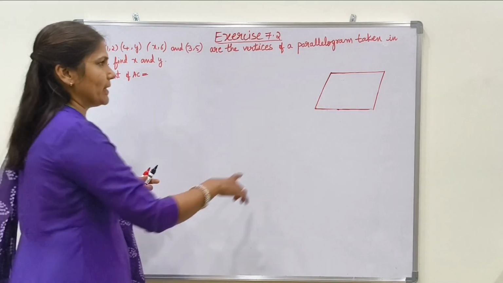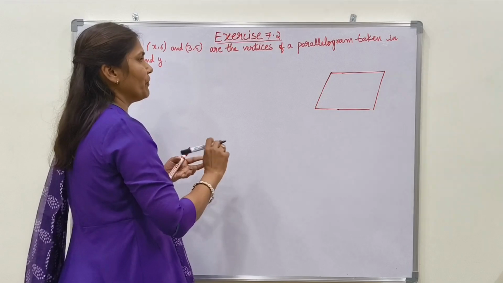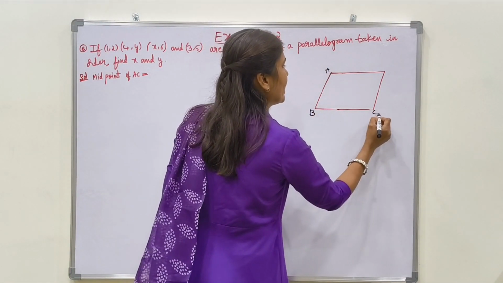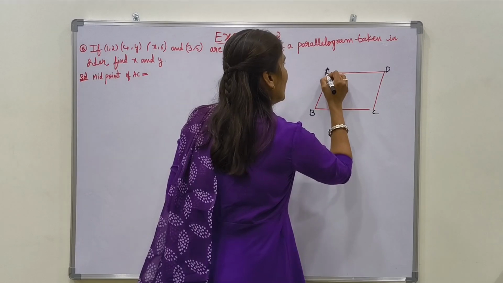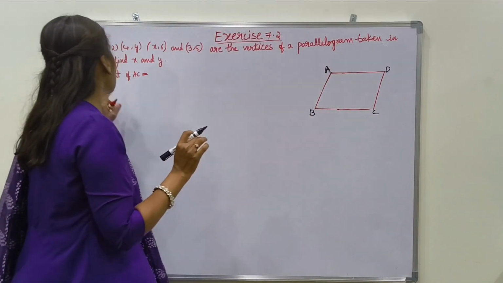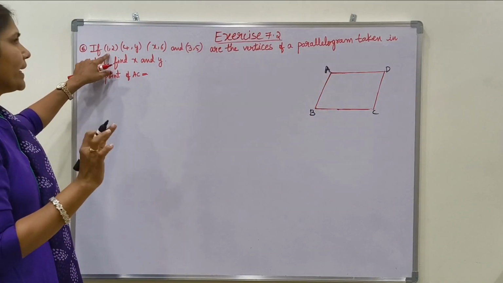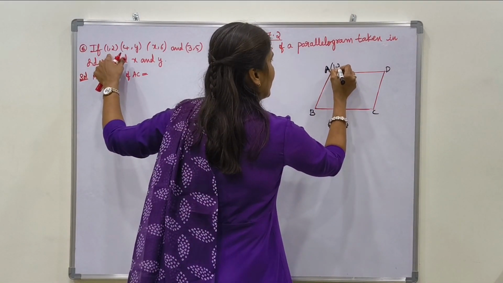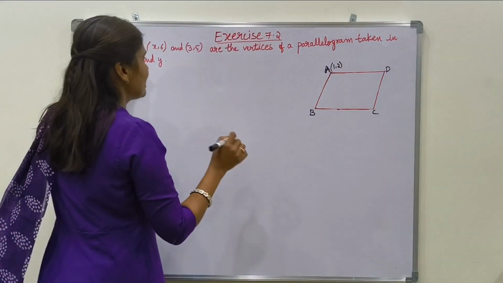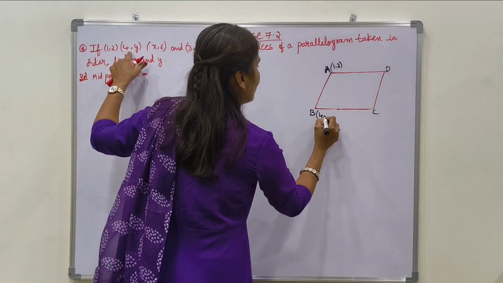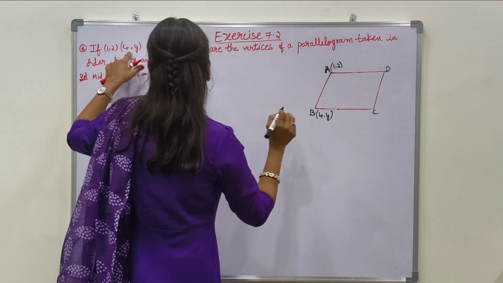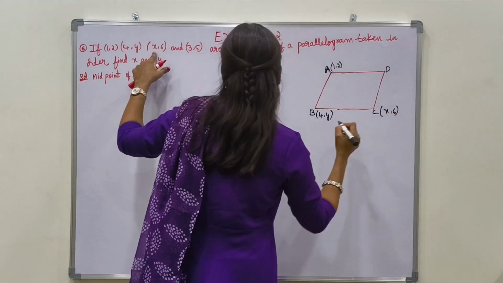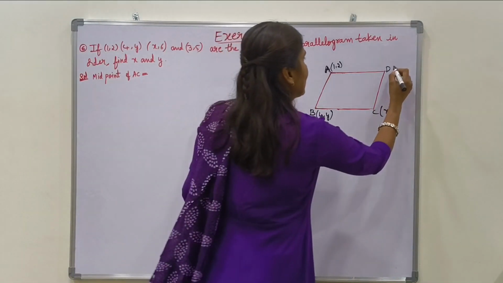One parallelogram is there. This is a parallelogram. Now we will give the names A, B, C, D. So in the parallelogram, the vertices' coordinates: A coordinates I will take (1, 2). Next B coordinates (4, y). Next C coordinates (x, 6). Next D coordinates (3, 5).